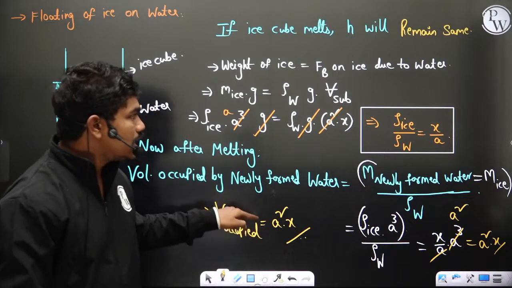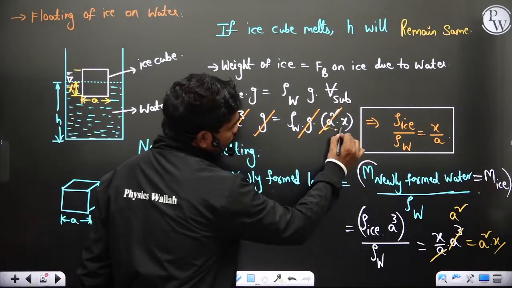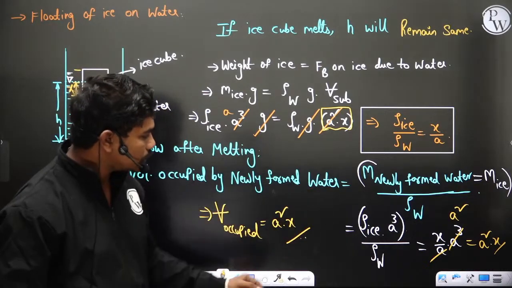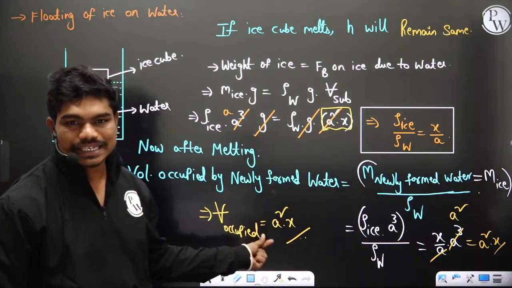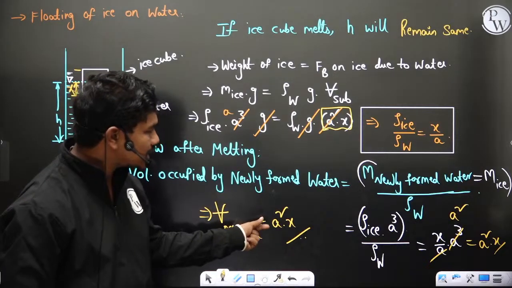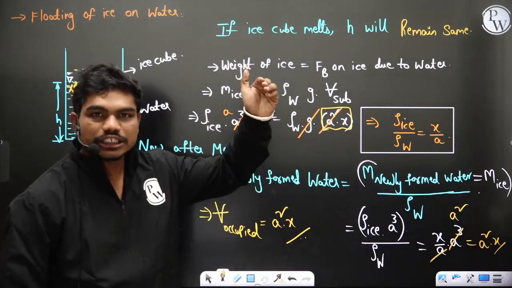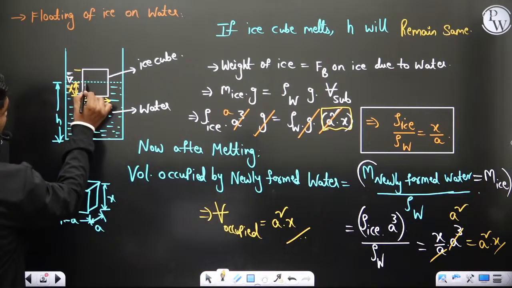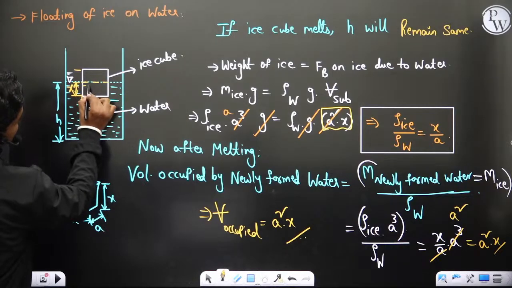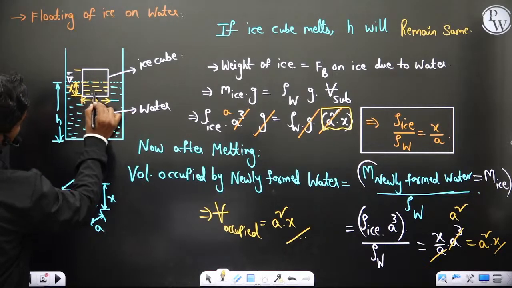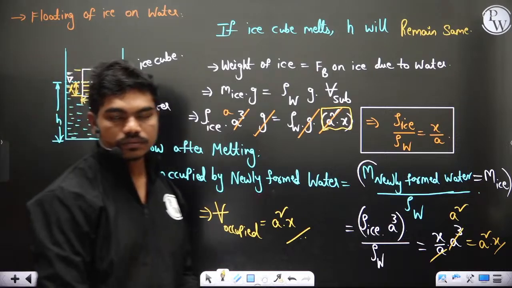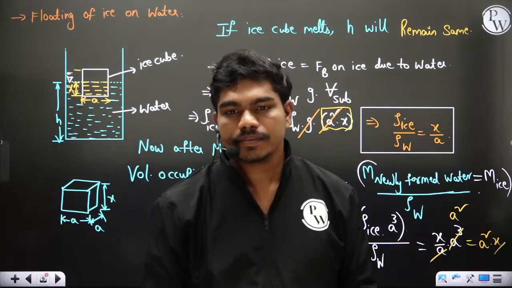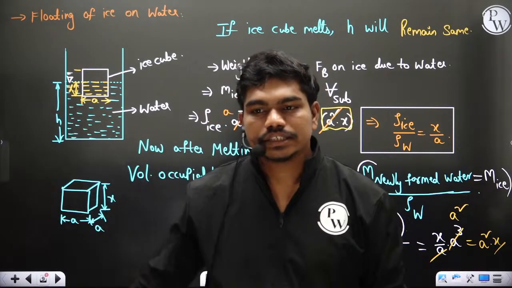What is this a square x? That's nothing but the initial volume which got submerged inside the water. Yes or no? So you have seen, after doing this analysis, this volume occupied is the same as a square into x, which is the volume submerged initially by the ice. This means whatever water is generated because of this melting, the complete water is getting adjusted in this volume of a square into x. Yes or no? Correct? Is this clear to all of you?